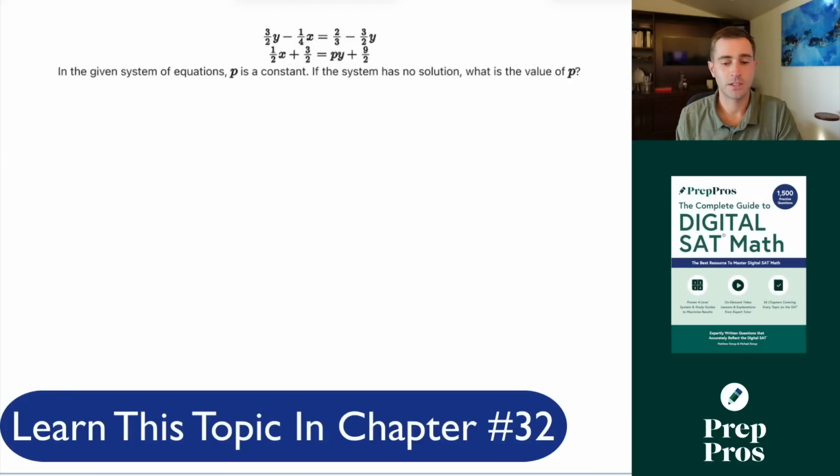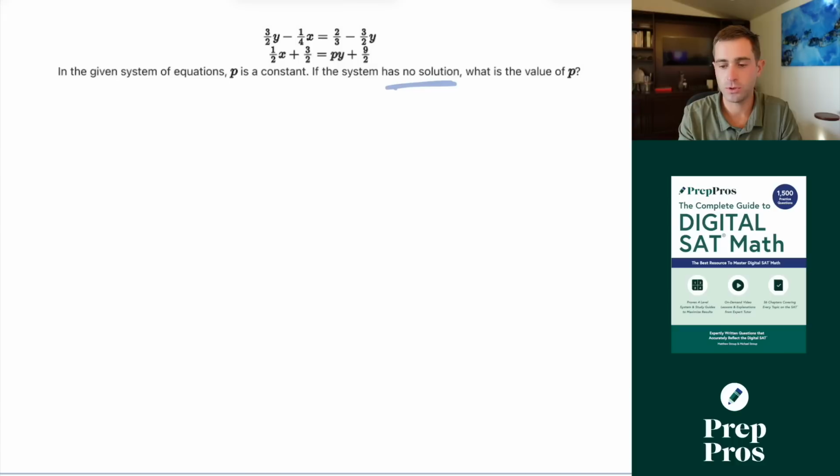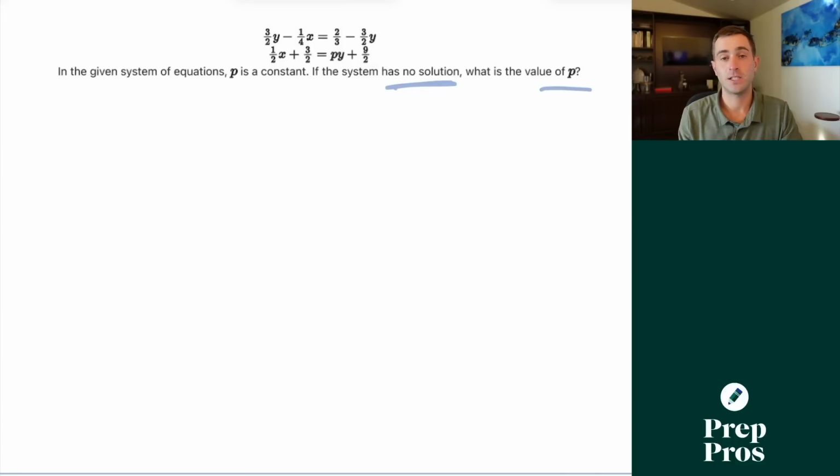In the given system of equations, p is a constant. If the system has no solution, what is the value of p? Well, what we need to understand here is systems of equations are really just lines written in standard form, ax plus by equals c. If they have no solution, they have the exact same slope, but they have different intercepts. Therefore, they're never going to intersect each other, never going to have a solution.